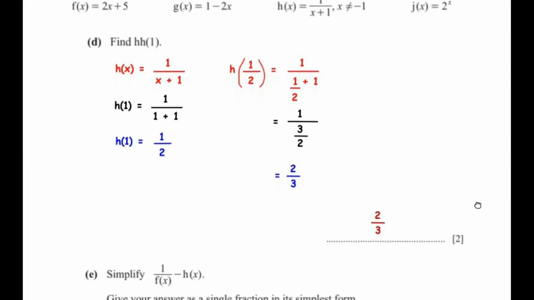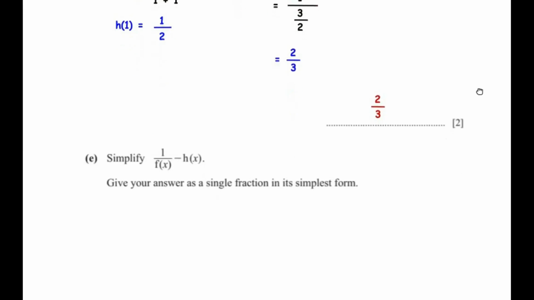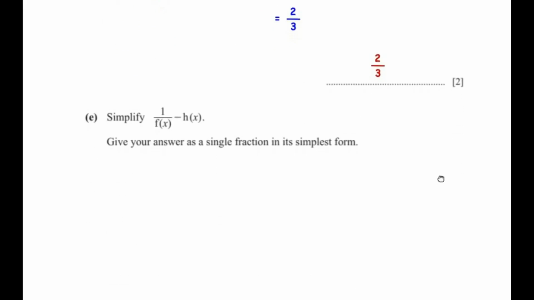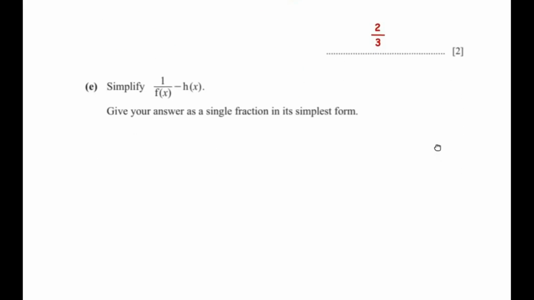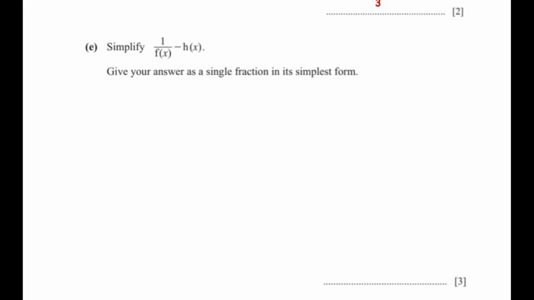Now moving on to the next question. Simplify 1 over f of x minus h of x and give your answer as a single fraction in its simplest form. So we have been given the f of x and h of x. So we have to just plug in their values over here and get the answer as a single fraction.